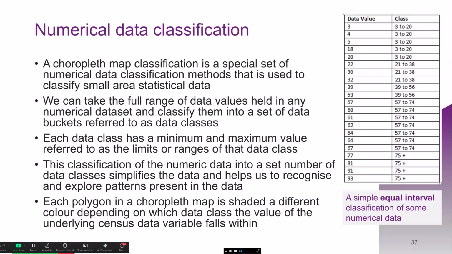And that's what a choropleth map classification does. It just takes the range of the data and arranges the data into different types of buckets. There are different algorithms, and the different algorithms basically define the buckets in different ways. An equal interval one is fine, but it's quite simple.